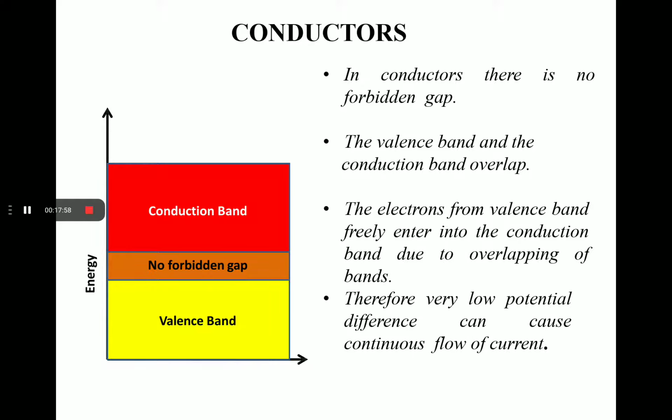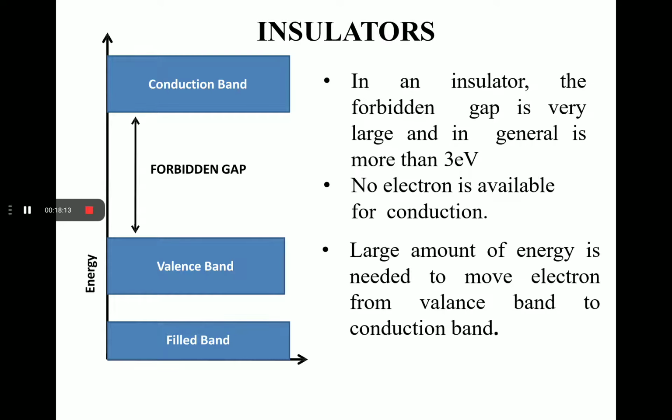In a conductor, free electrons are already available because the valence band and conduction band overlap, so it is in a conducting state and a flow of current is possible. But in an insulator, the forbidden energy gap is very large, almost 3 electron volt or more. So no electron is available for conduction. A large amount of energy is needed to move an electron from the valence band to the conduction band in insulators.